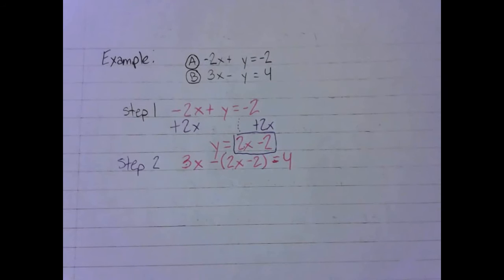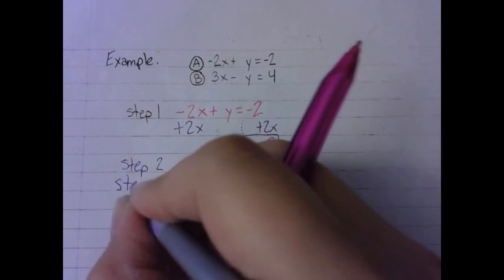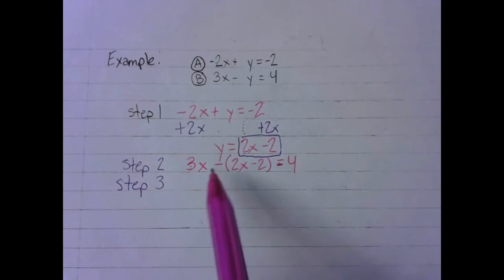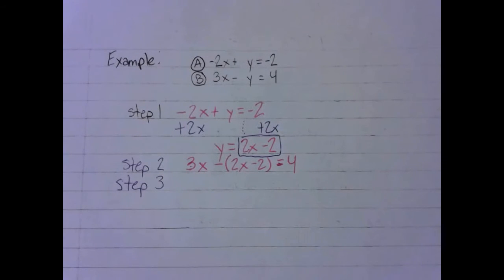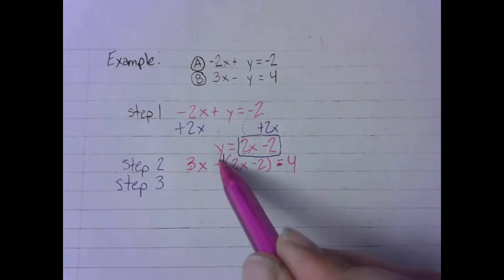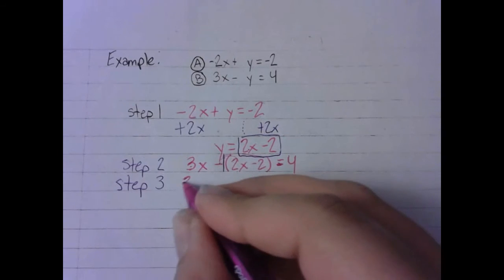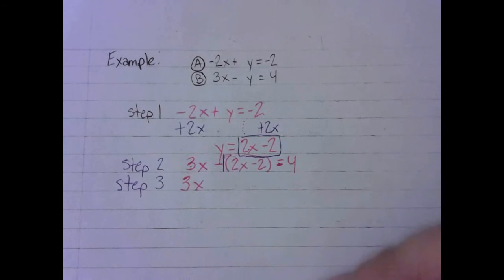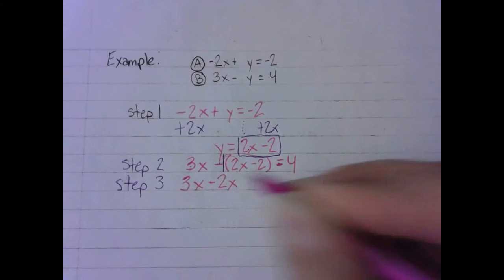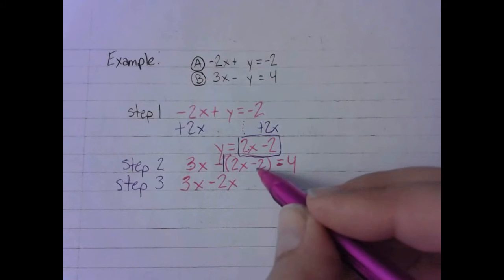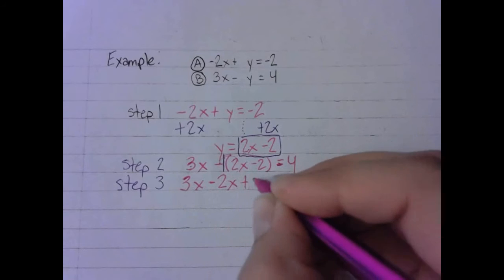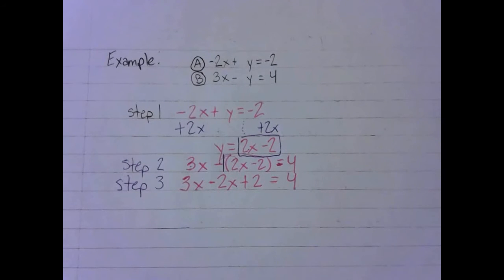Okay, now we got to do step 3. Notice how we only have x's now, no y's. So we need to solve for x. If you're in our classroom, you can look at the poster. First step for solving, deal with the parentheses. So remember, that negative is really a -1. That's a -1 hiding out right there. So we need to distribute that -1. So 3x is still 3x. -1 times 2x is -2x. -1 times -2 makes it +2. And that still equals 4.